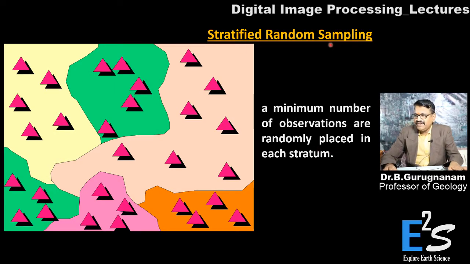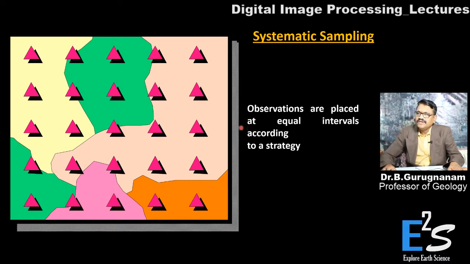This is stratified random. In stratified, you have the same objects. Stratified random means this is one object, they have taken 5 samples, this second object 5, and you see this is a bigger area, so they have taken one more sample. Similarly, you can classify the minimum number of observations, randomly placed. The minimum number of observations depends upon the area versus the number of samples. It's random only.